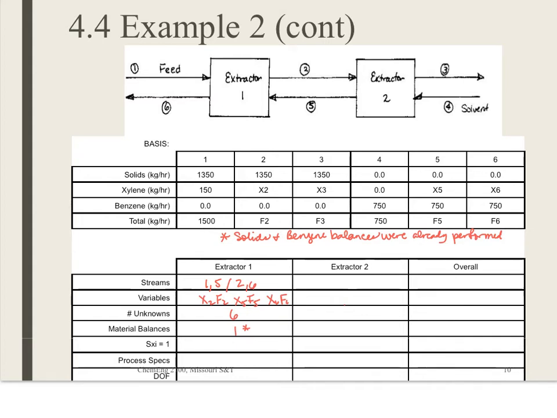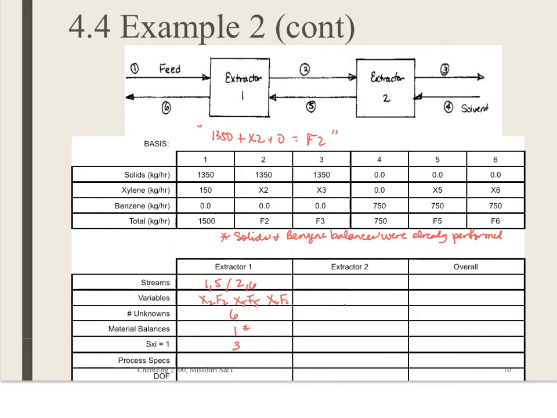Now, sum of x equals 1. Well, this is really in the case where you're using flow rates, not mass fractions. This is really saying the sum of the flow rate. So this is saying, for instance, that 1350 plus x2 plus 0 will equal f2. This is the sum of x equation for stream 2. And any place where I have an x2 and an f2, I can write one of those. So I have 3 of those equations.